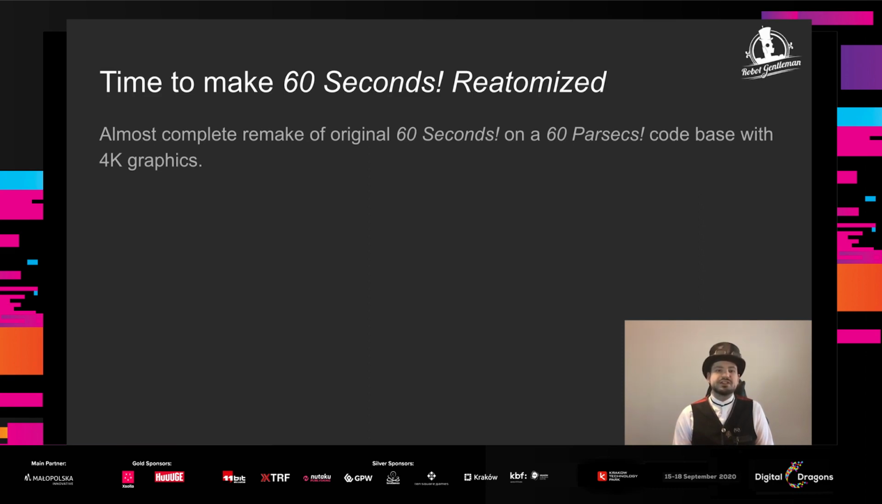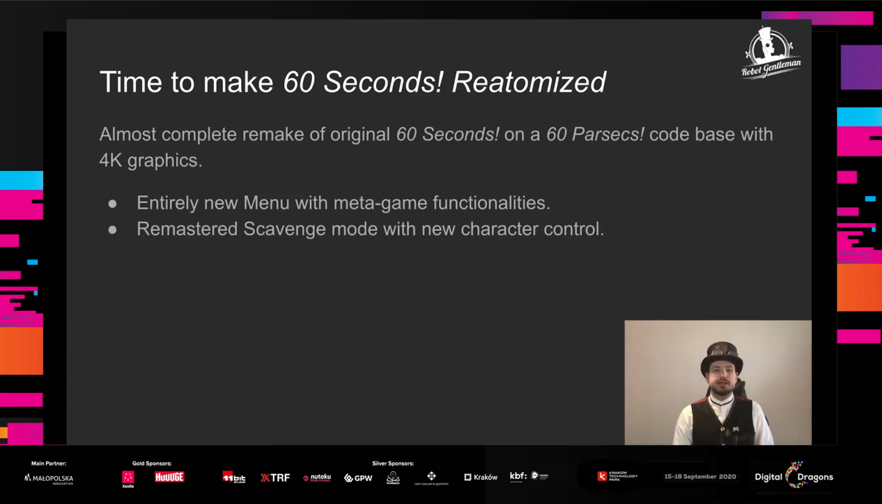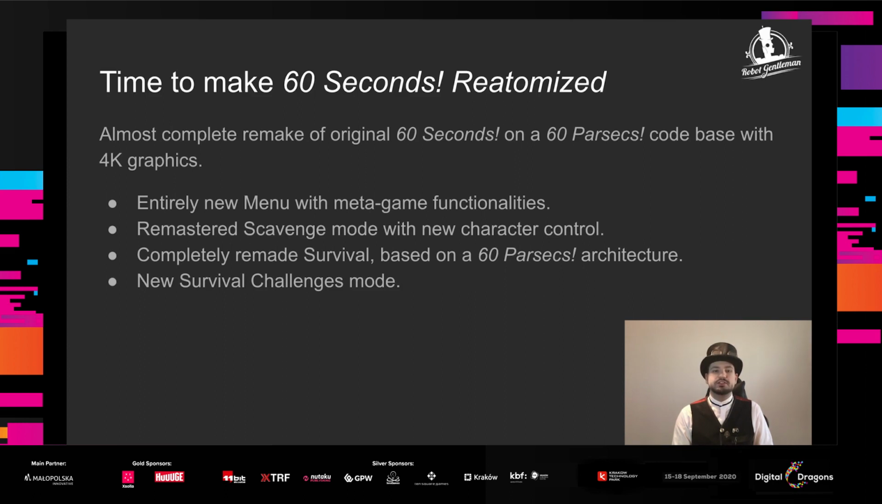But we've actually done something like that when we were making the 60 Seconds Reatomized. We still had a lot to do, but essentially we have recreated the original game using 60 Parsecs as a starting point, which saved us a lot of work and makes it easier to maintain both games in the future. The improvement list includes an entirely new menu with metagame functionalities, remastered scavenge mode with new character control, completely remade survival based on a 60 Parsecs architecture, new survival challenges mode thanks to the missions from 60 Parsecs.